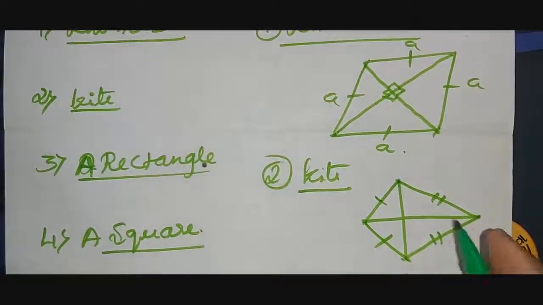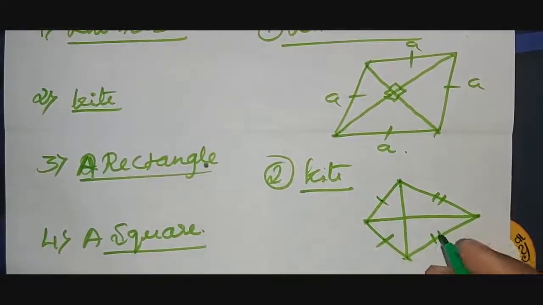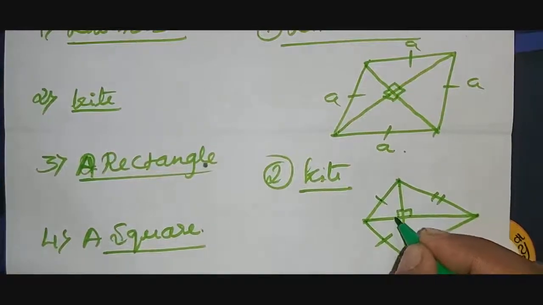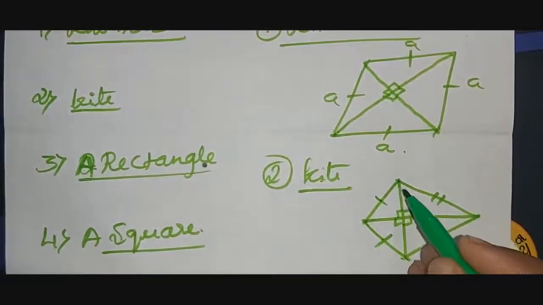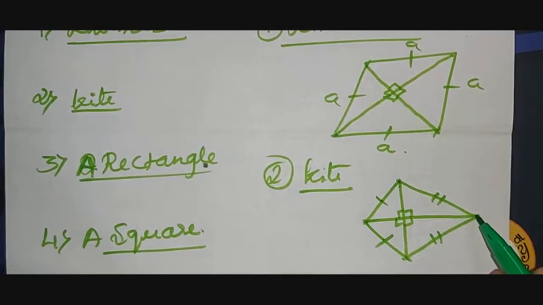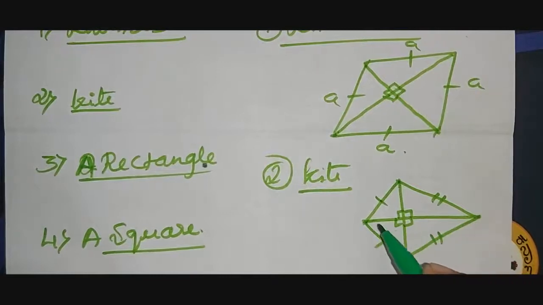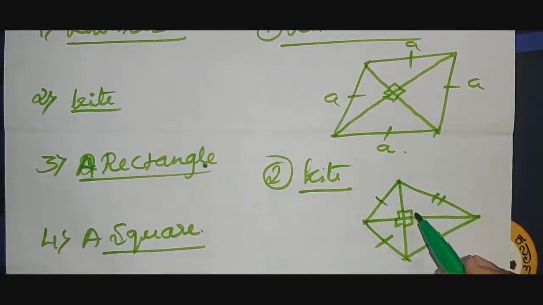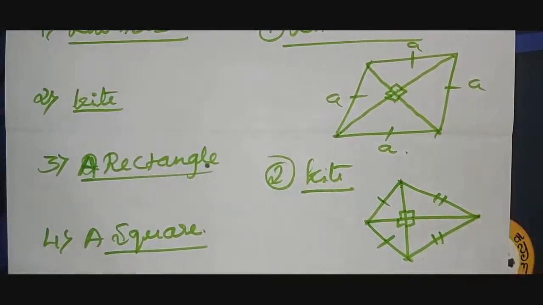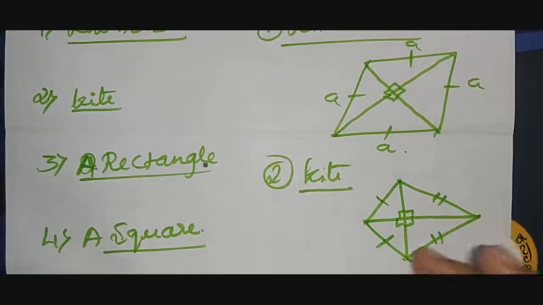Therefore, the diagonals are perpendicular to one another. These are the diagonals. Diagonals are perpendicular to one another. One of the diagonals bisects the other. If you bisect one diagonal, how many triangles will we get? Two triangles, right?